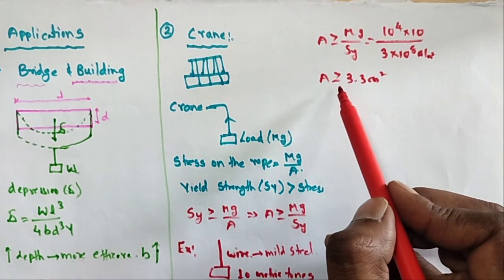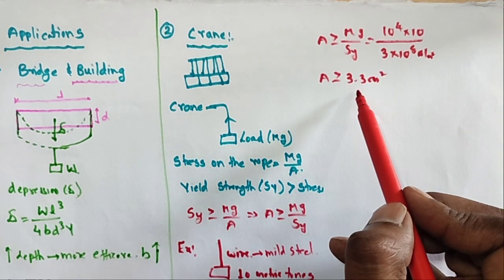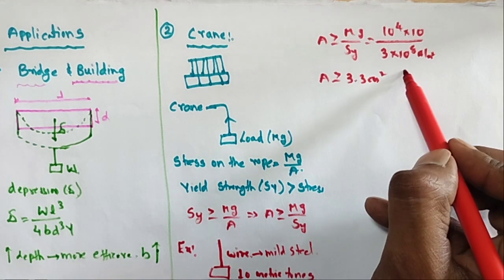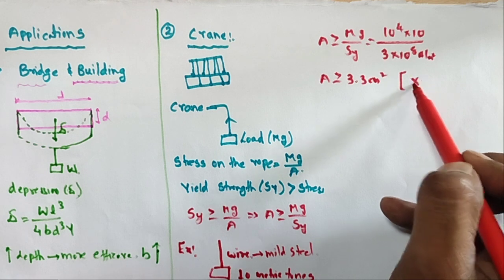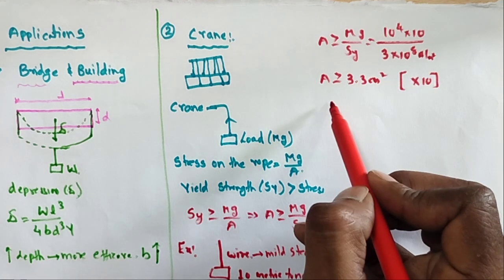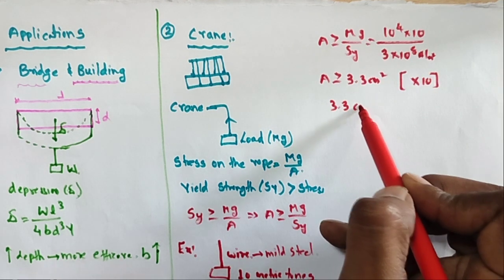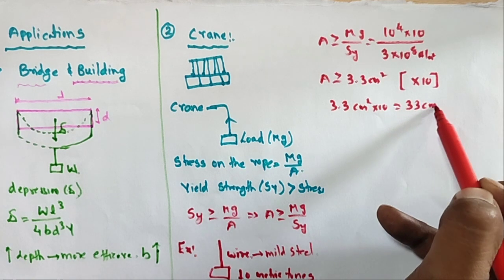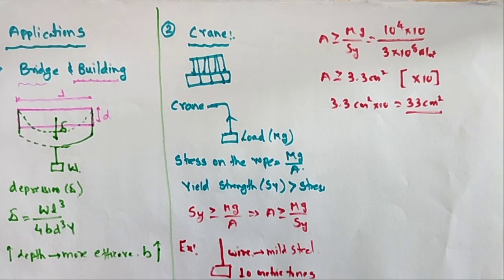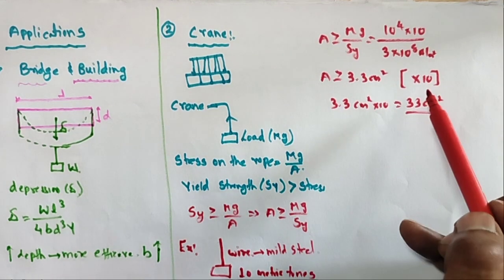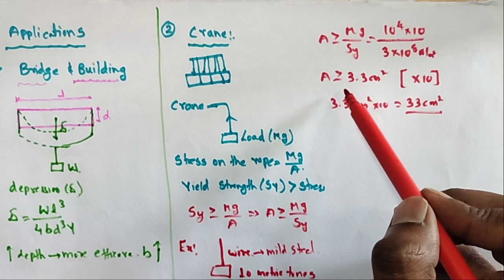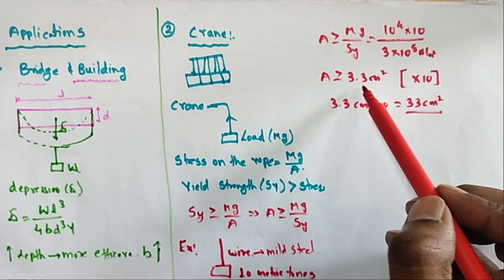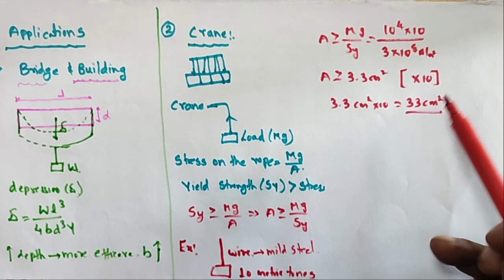So to provide a large margin of safety, for the thicker wire cross section, I am always taking multiples of 10. So that is 3.3 centimeter square into 10, so 33 centimeter square is used. It is for a large margin of safety purpose. For safety, the factor is always 10. So therefore 33 centimeters square.